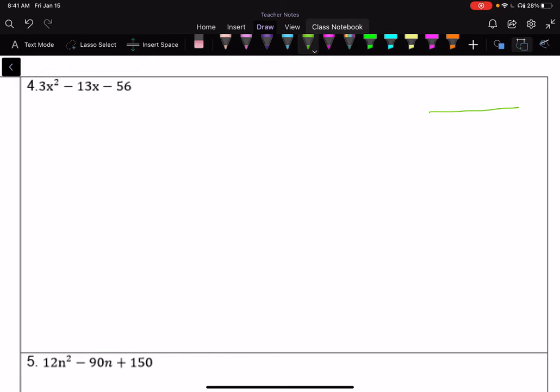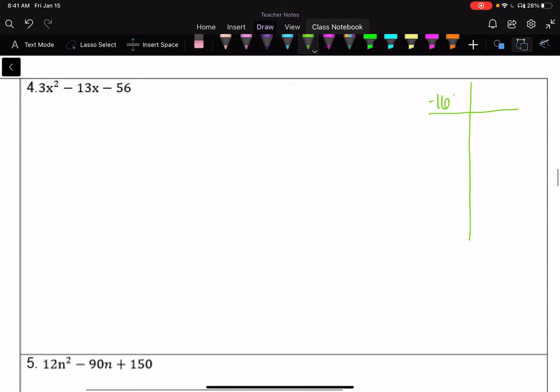Next, we will make our A times C and B chart. So our A value is 3. Our C value is negative 56. So we'll multiply 3 times negative 56 to get negative 168. And our B value is negative 13.